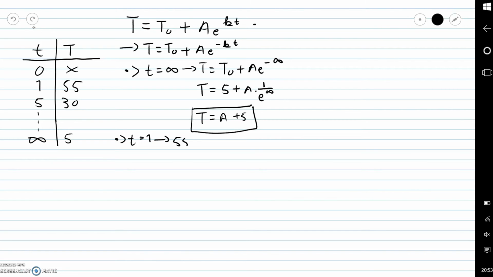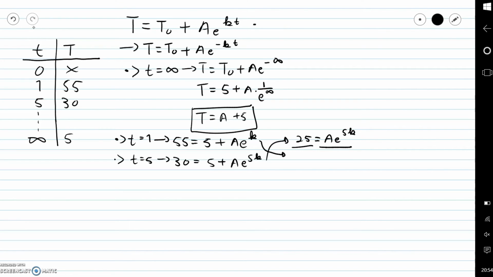Next, we put the rest of the information that we are given into the problem. When the time is 1 minute, the temperature will be 55 degrees. Then when the time is 5 minutes, the temperature will be 30 degrees. We put all that information into the general equation. After that, we do some calculation by dividing the lower temperature by the higher temperature. This calculation will give a value of e to the power of k.